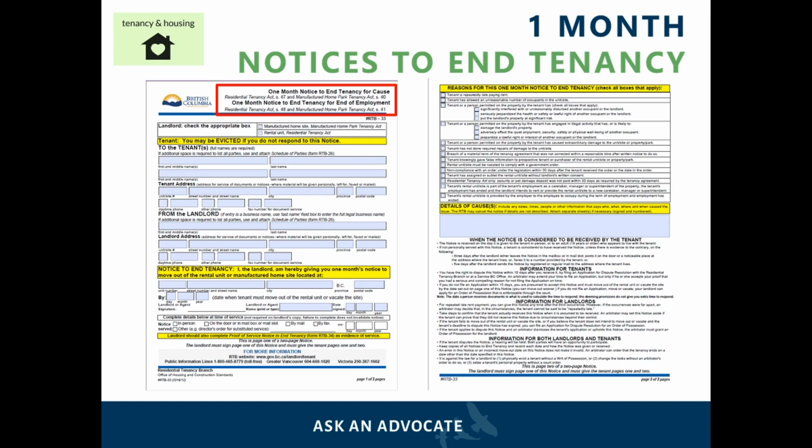The 1 month notice, as shown here, is also a 2-page document with a list of possible reasons why the notice is being served. The landlord must check off the appropriate reason for the notice to be valid and write a brief description of the cause. If the tenant chooses to dispute this notice, they must do so within 10 days.